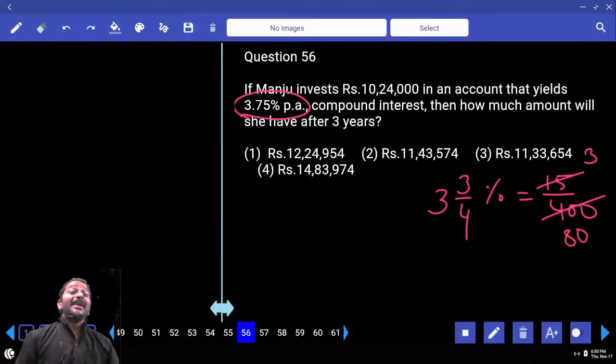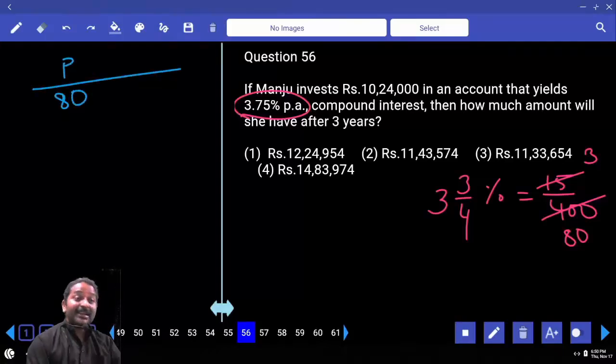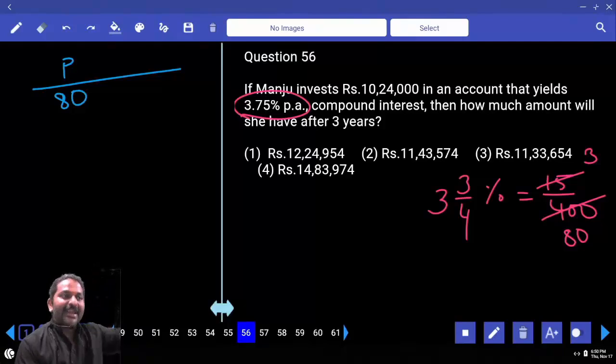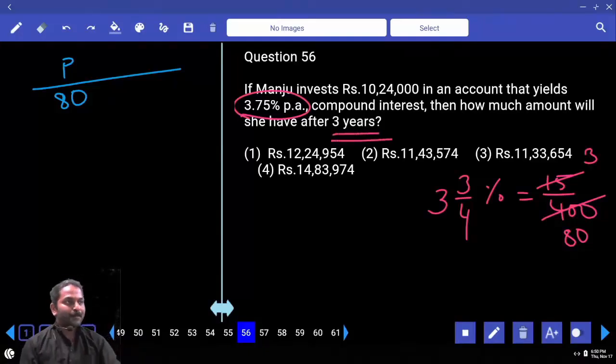3 by 80. So if I take the principal as 80, then the interest becomes 3/80th of that number, which is 3. Correct? Yes. Now, this is for how many years? 3 years. Just try to recollect the amount formula in compound interest.